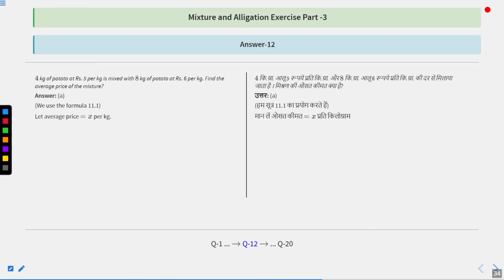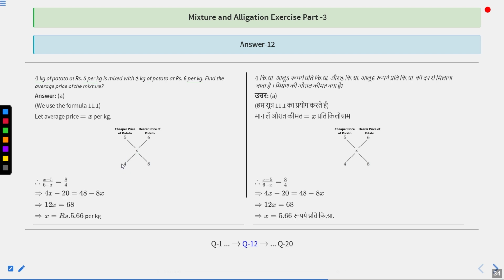We are going to use formula 11.1. Let the average price per kg of potato be x rupees per kg. Clear? So the cheaper and dearer prices we know: given that 5 rupees per kg and 6 rupees per kg. So we let the average price be x, and we know the quantity ratio is 4 kg and 8 kg. Clear? So we can easily calculate the value of x, which is 5.66 rupees per kg. Clear? Next one.